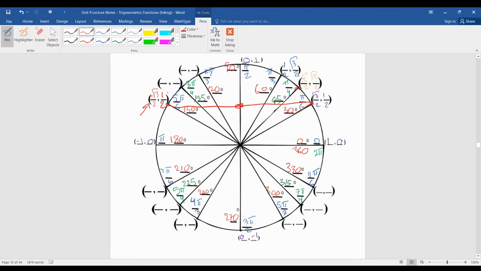Same for this point and this point. So the x becomes negative root 2 over 2, and the y is root 2 over 2 because the y is still positive. And then this point over here is negative 1/2, and then root 3 over 2. Okay. And then same for this point here and this point over here.